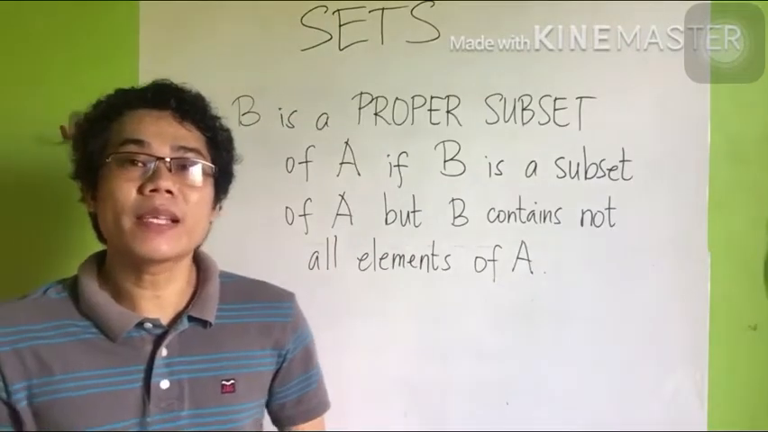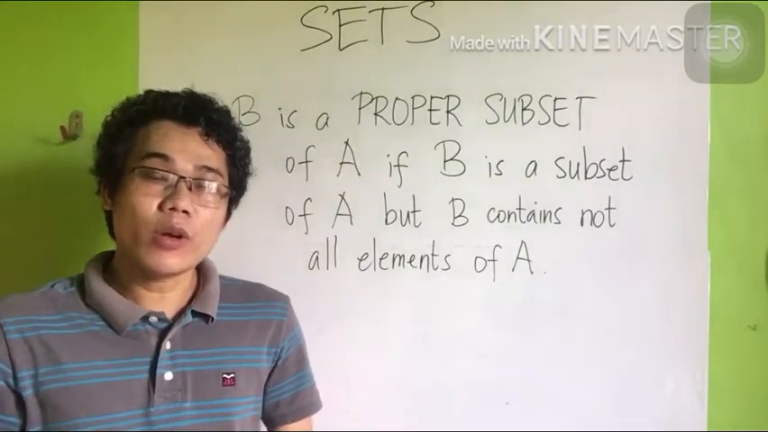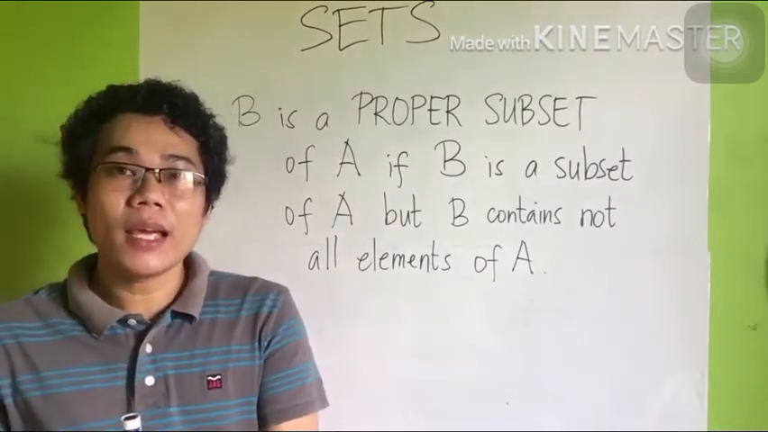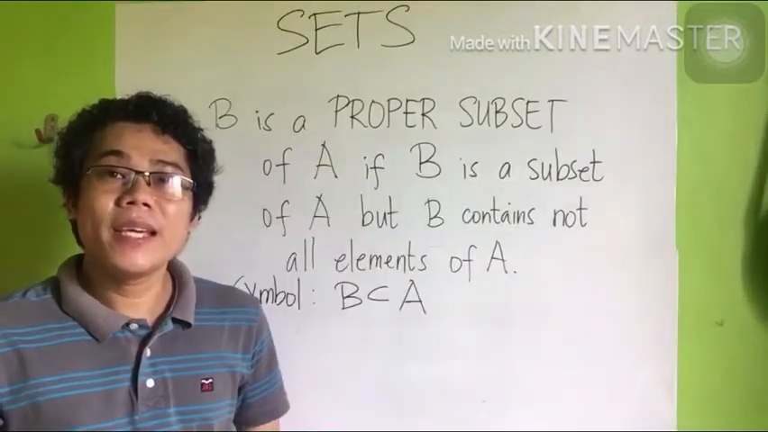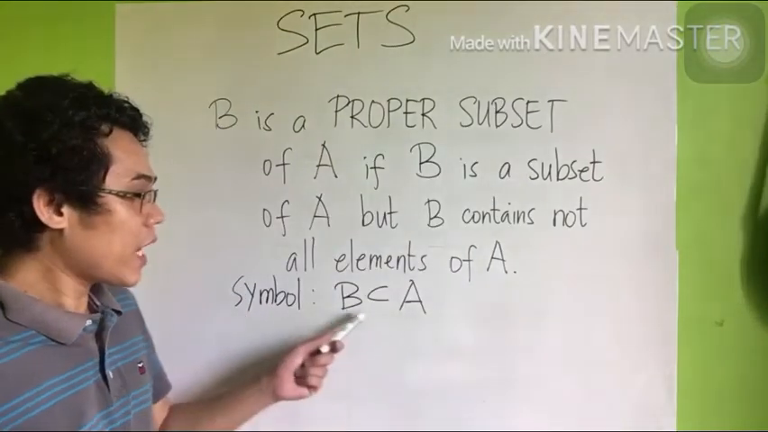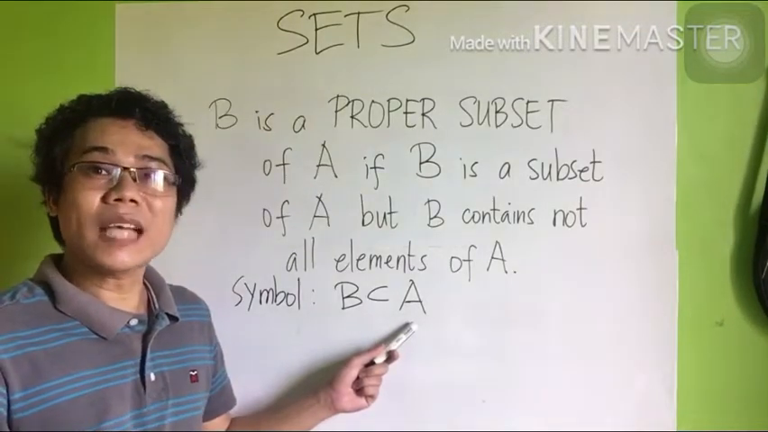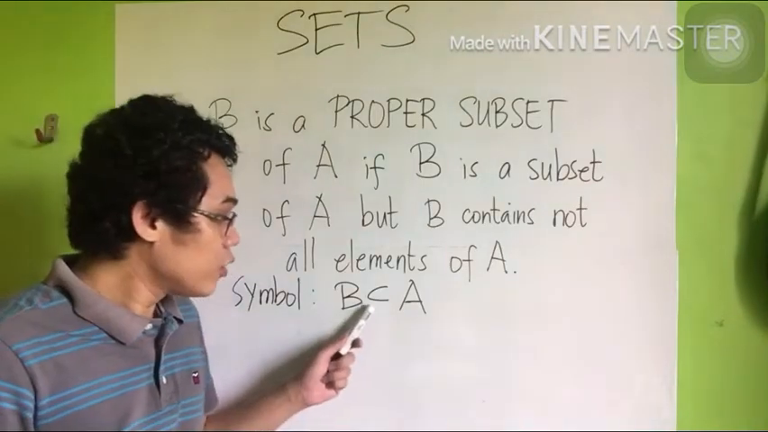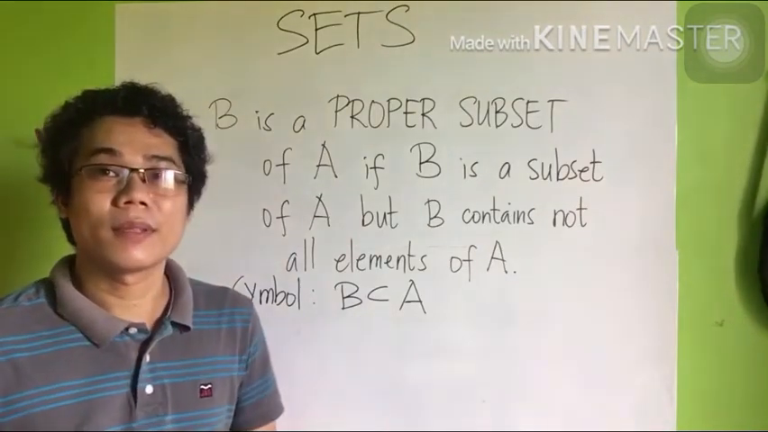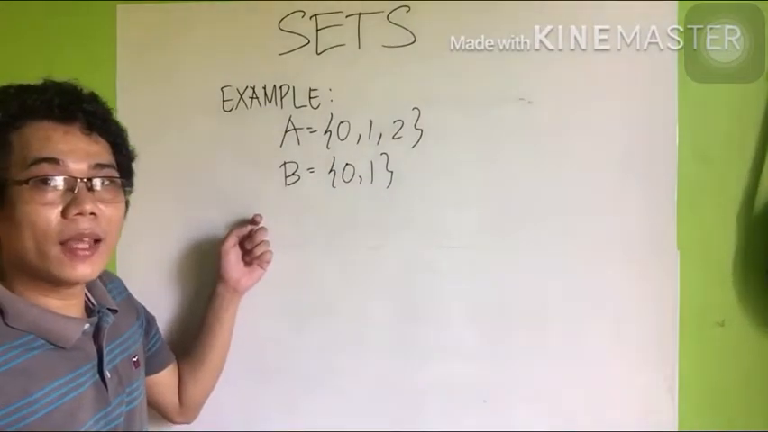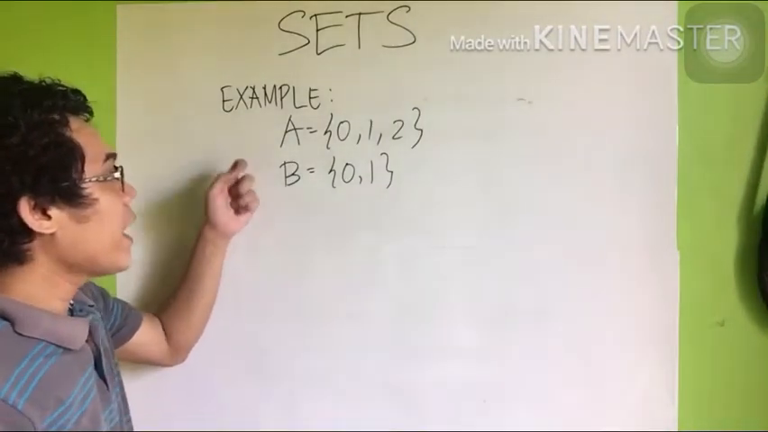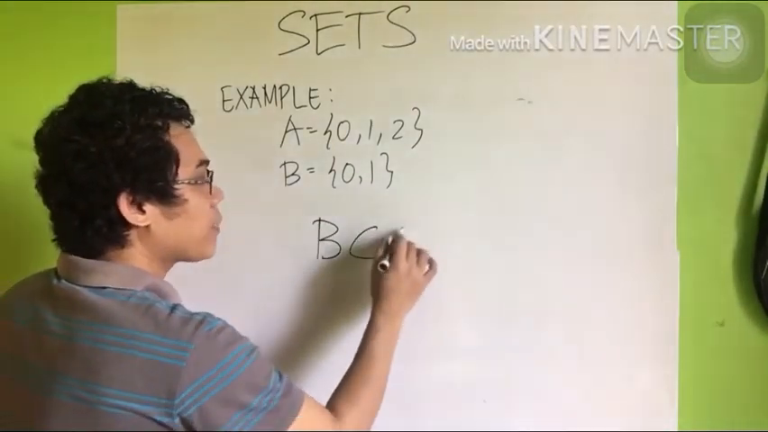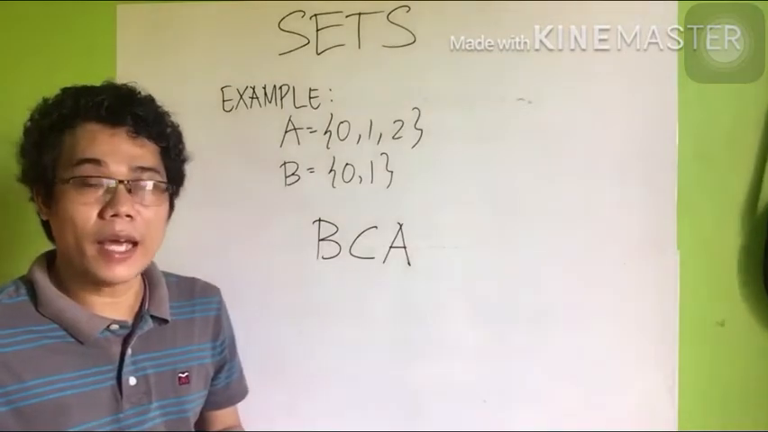B is a proper subset of A if B, una-una, subset siya ni A, pero hindi lahat ng elements ni A ay nasa B. Kapag B is a proper subset of A, ang symbol na gagamitin natin is ito. So, yung sa subset, merong bar yon. Sa pag proper subset naman, tanggalin natin yung bar dito sa may ilalim. Consider this example. Set A contains 0, 1, 2, and B contains 0, 1. Ang tanong is B a proper subset of A?